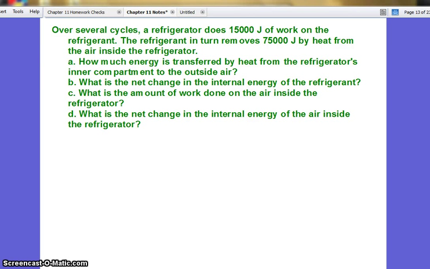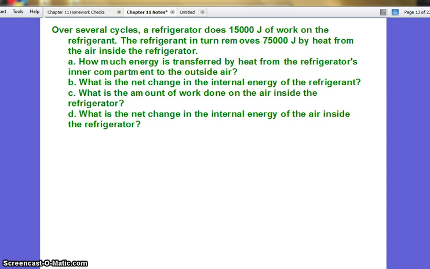This problem is an application of the first law of thermodynamics, and it says over several cycles, a refrigerator does 15,000 joules of work on the refrigerant. The refrigerant in turn removes 75,000 joules by heat from the air inside the refrigerator. It asks how much energy is transferred by heat from the refrigerator's inner compartment to the outside air.